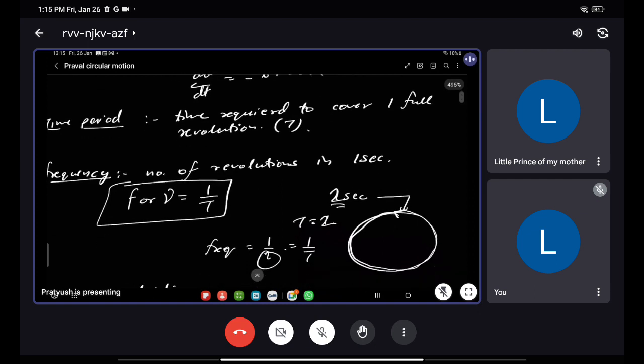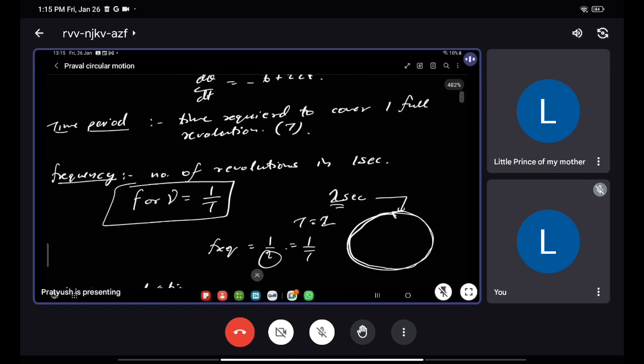Next is time period. Time period is nothing but the time required to cover one full revolution. Similarly, frequency is the number of revolutions in 1 second. In 1 second, how many revolutions are completed? Divide 1 by capital T, and we will get the number of revolutions in 1 second.